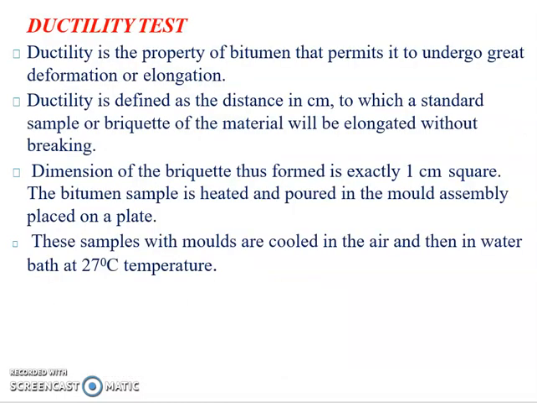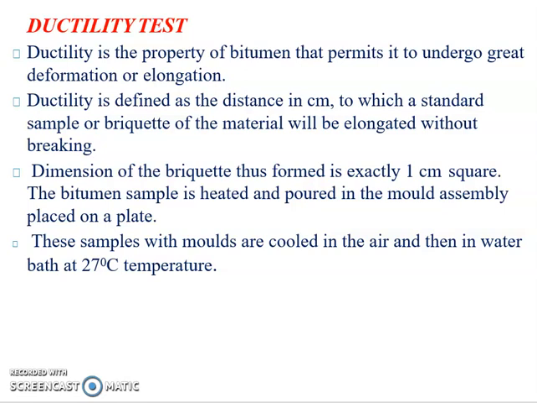Next one is ductility test. Ductility is the property of bitumen that permits it to undergo great deformation or elongation. Ductility is defined as the distance in centimeters to which a standard sample or briquette of the material will be elongated without breaking. Dimension of the briquette thus formed is exactly 1 centimeter square.